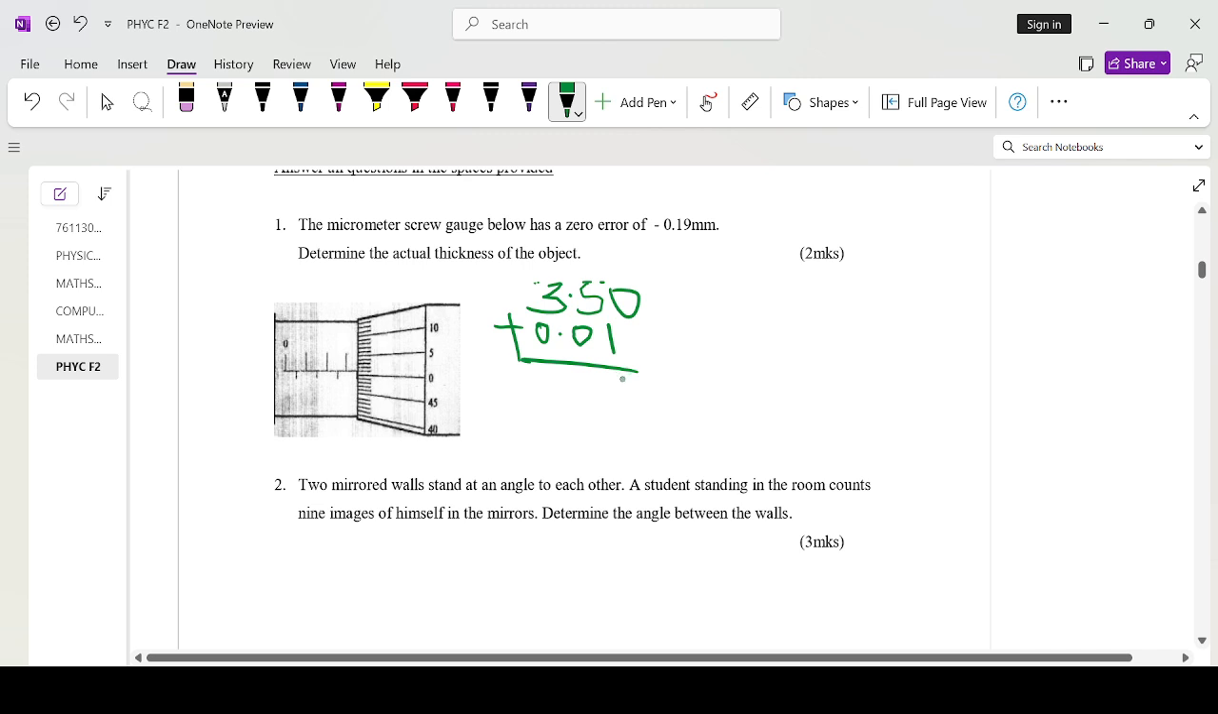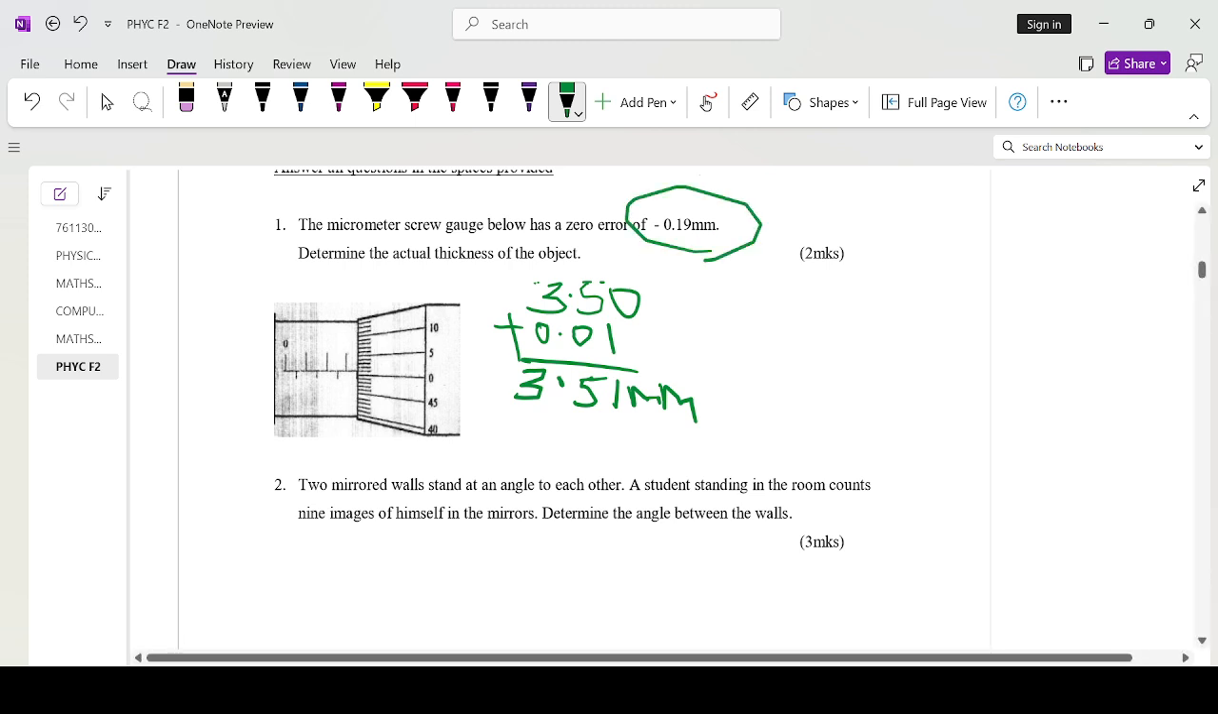So you're going to get that's 3.51 millimeters. 3.51 millimeters. Learners, remember at the top we are having a negative zero error.